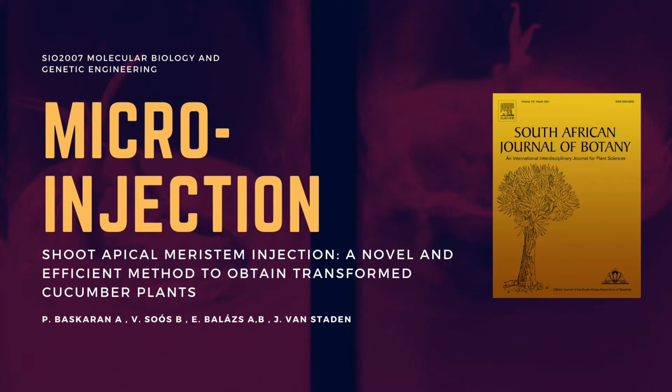direct plant transformation approaches, which is microinjection based on the paper Shoot Apical Meristem Injection, a novel and efficient method to obtain transformed cucumber plants by Bhaskaran et al.